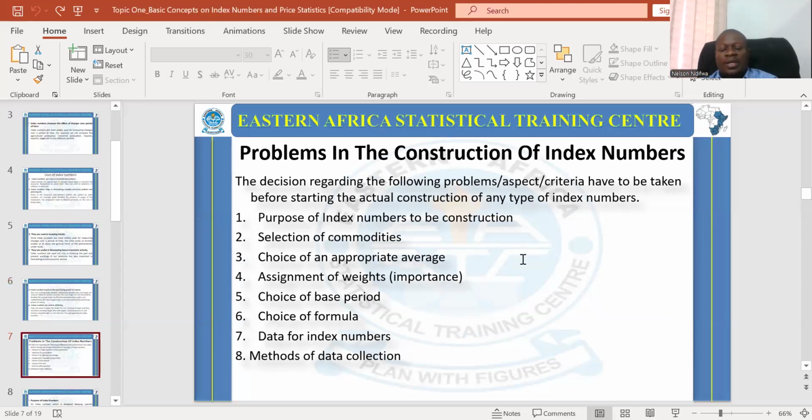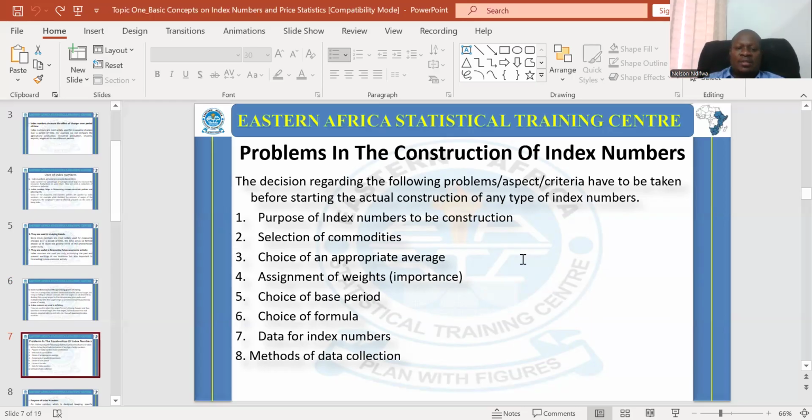Then also we have the problems in the construction of the index numbers. This refers to the problems, because in construction of an index number, we need to have an index number that will be reliable. So these are about 8 issues you have to consider when you want to construct the index number. So if you are able to overcome all of these problems, then you'll have a reliable index number.